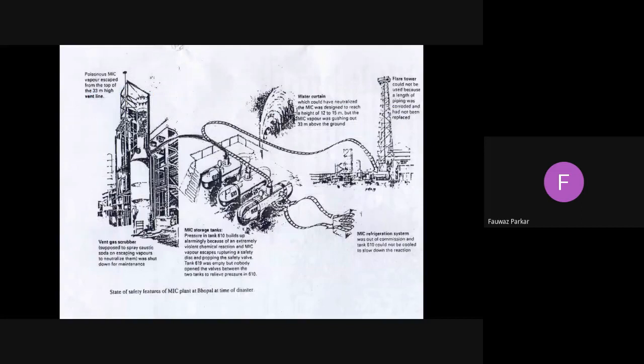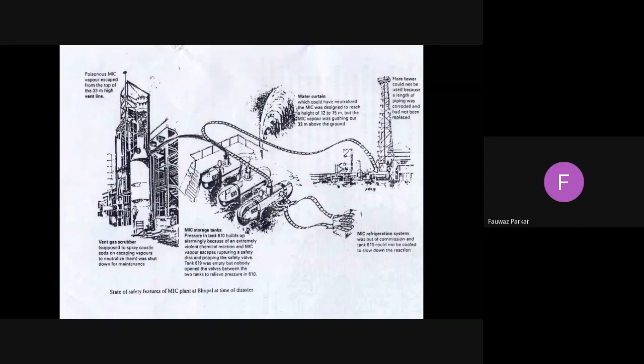So what happened that fateful night? MIC, methyl isocyanate, pressure tank number 610. I will tell you simple procedures. If they had been followed, the disaster would have been averted. Also, you will see in the documentary, here is just a small example which I am showing you, so that in future, whenever we come across some situation, we should be able to at least prevent the disaster altogether. If it is not possible, at least mitigate the effect.